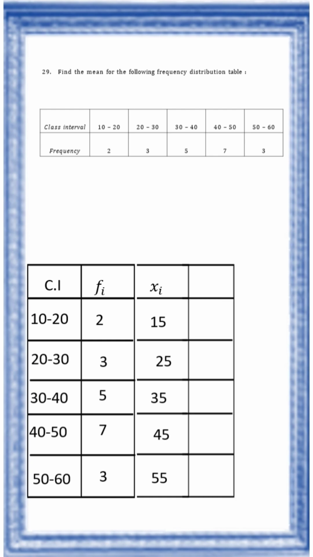Now let us add one more column, fi xi, meaning we have to multiply the numbers under the frequency column and the numbers under the midpoint column. 2 into 15, 30. 3 into 25, 75. 5 into 35, 175. 7 into 45, 315. 3 into 55, 165.